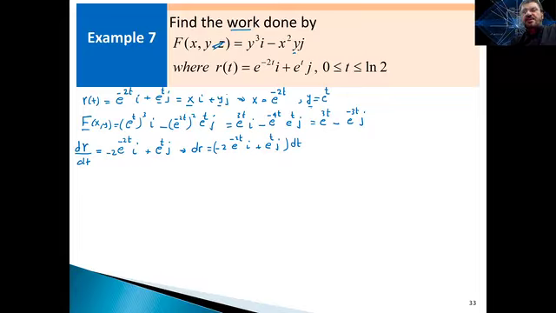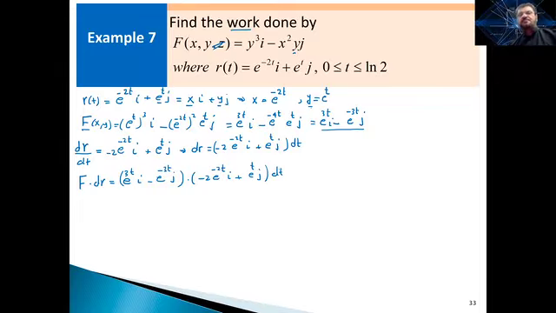Now what do we do? I need to find the work done. So what do we do now? F dot dr. Where is f? This is f, guys. So e to the 3t i, I forgot the i, minus e to the minus 3t j, dot product with dr, which is minus 2 e to the minus 2t i plus e to the t j and dt.